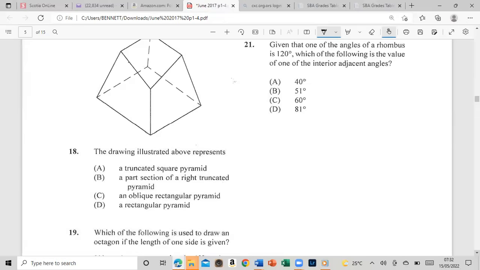All right, let's go to number 18. The drawing illustrated above represents, is it A, a truncated square pyramid, B, a part section of a right truncated pyramid, C, an oblique rectangular pyramid, or D, a rectangular pyramid? And that is a truncated square pyramid. So number 18 is A. Let's move on to number 19.